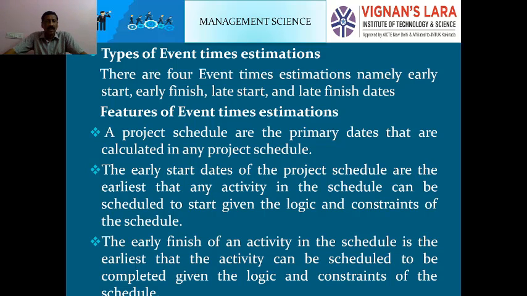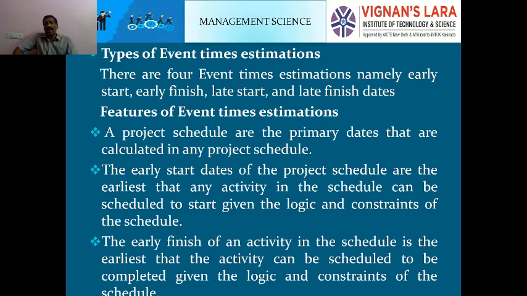The second one is the early start date of the project, which is the earliest that any activity in the schedule can be scheduled to start, given the logic and constraints of the schedule. Early start means the activity starts just now. There are two events, and the first event always represents the early start. For example, if the total activity duration is 10 days, the first day it starts means early start.